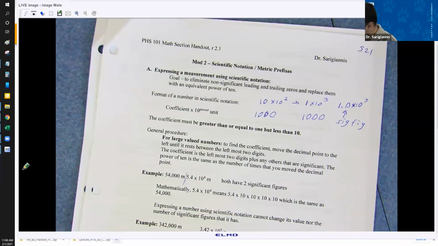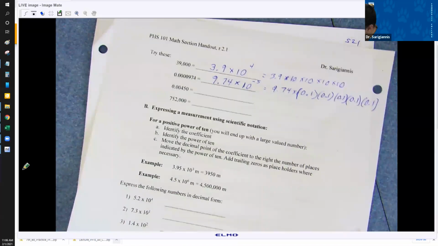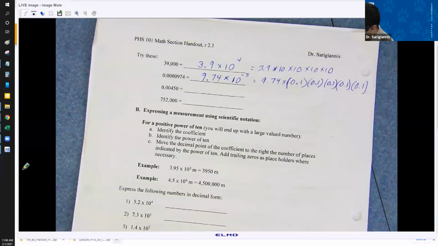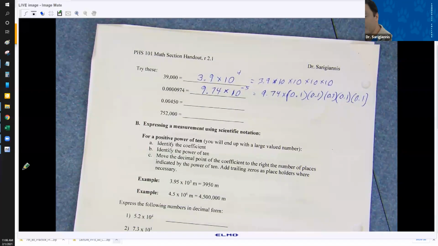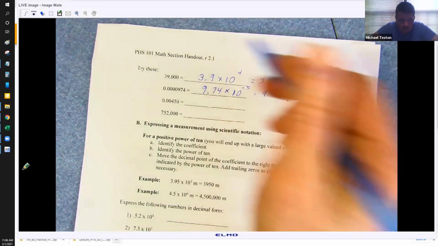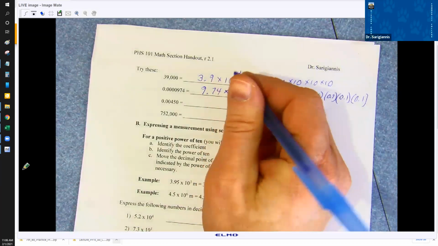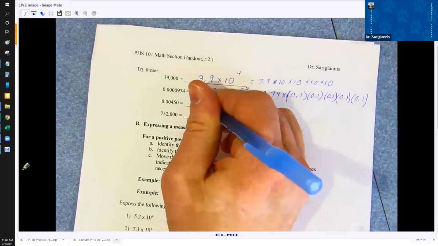All right. So we were doing these problems. We were converting these into scientific notation. I don't know if anyone tried these. Does anyone want to take a shot? Yeah. The first one that's not done, I got 4.5 times 10 to the negative third. 4.5 times 10 to the negative third. To the negative fourth.